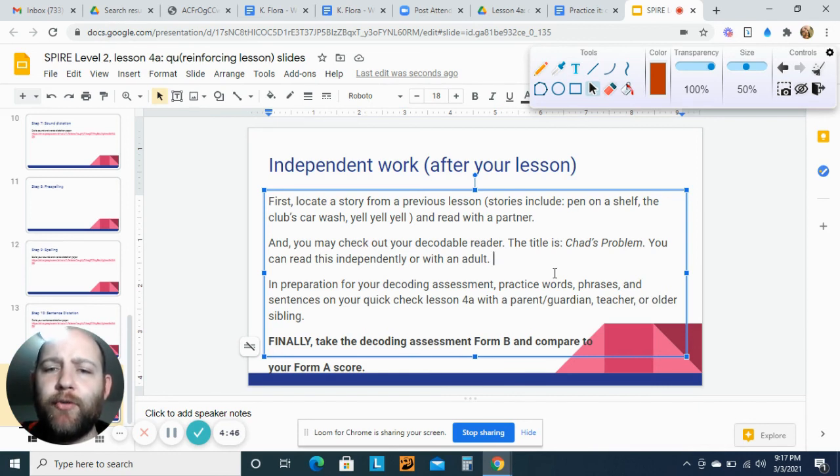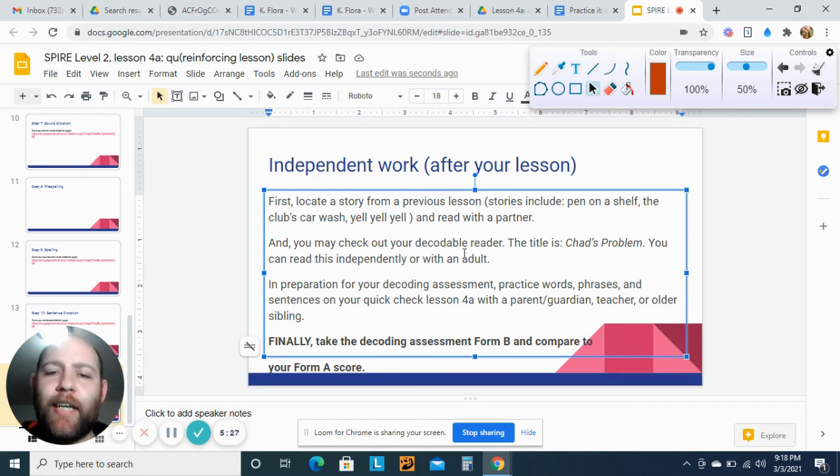Alright, so the first thing you can do for practice is you can locate a story from each previous lesson. The previous lessons focused on 3 concepts. Remember, we talked about the LL, FF, and SS. For that story, we have yell, yell, yell. We could practice that story to get some more practice with that. You can read the story for more practice. We also have the AL, make it the all sound, and that story was Pen on a Shelf. And the last one was the WA for wah. That was the club's car wash.